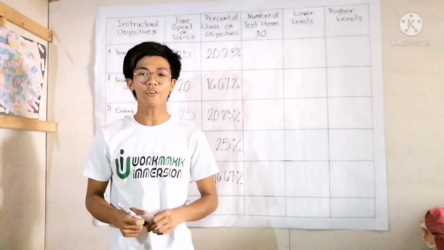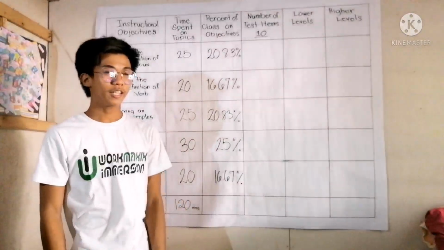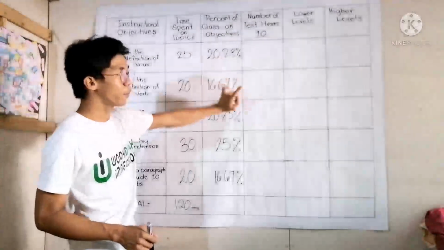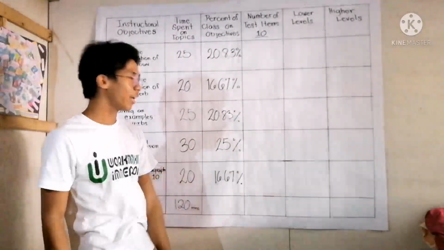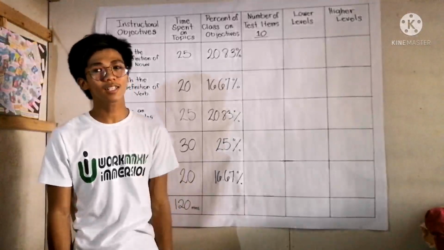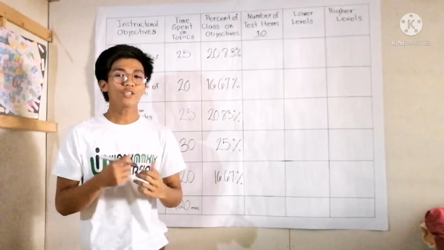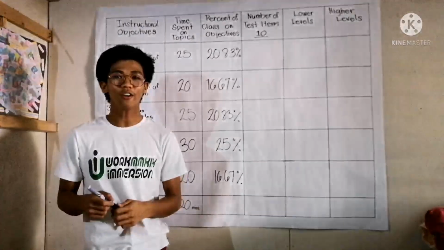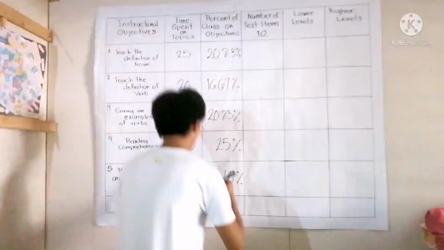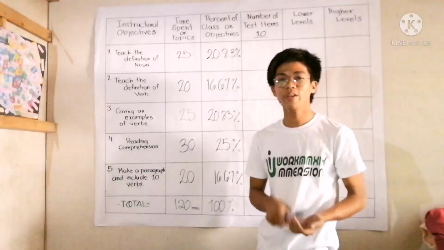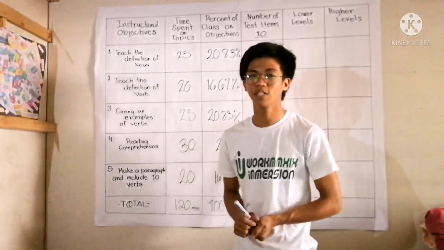In order to move on to the fourth column, we will sum all of the percentages. So, 20.83 plus 16.67 plus 20.83 plus 25 plus 16.67 is 100%. We have to ensure that the percent of class is equivalent to 100%. So we are done calculating the third column of our table of specifications.